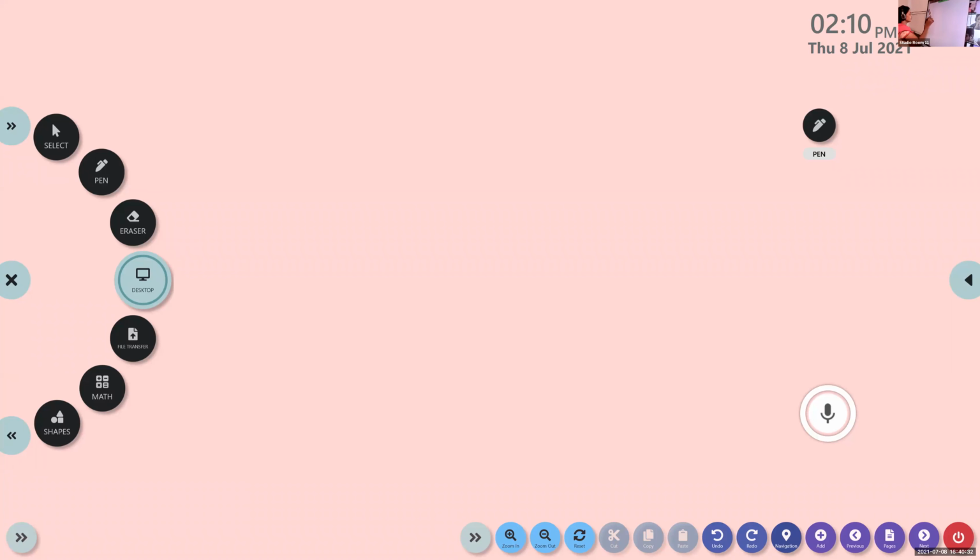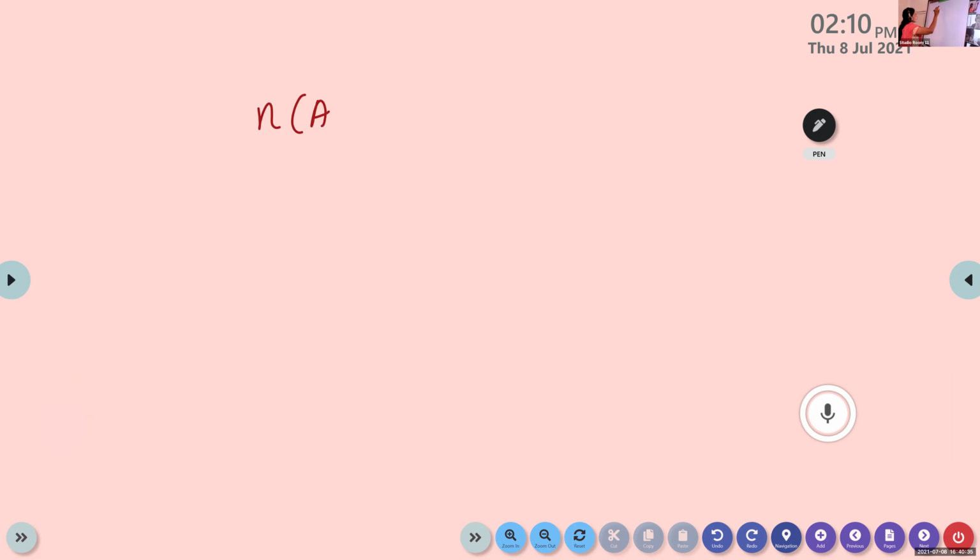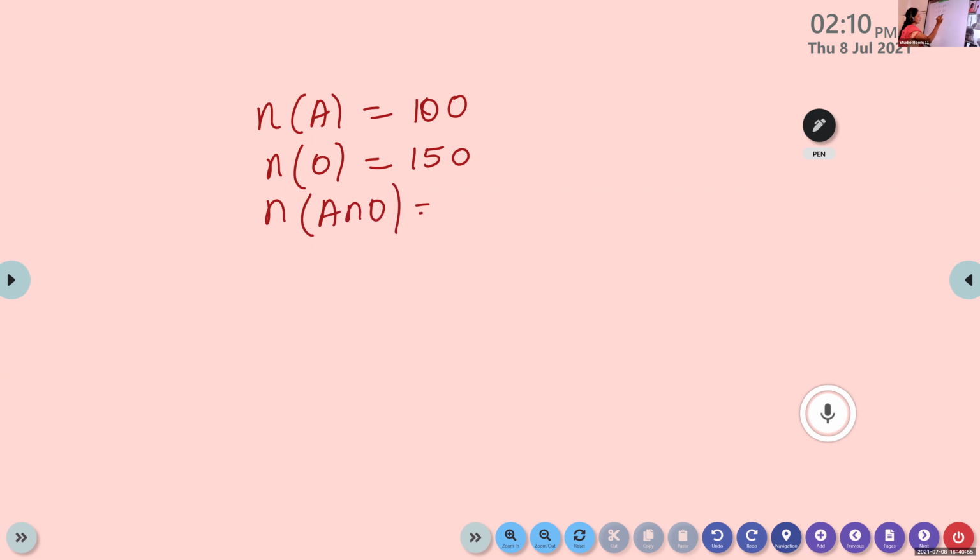N of A equal to 100. A is used for representing apple juice. N of O is 150. N of A intersection O is 75. N of U is 400. Okay, you are taking that as union, isn't it? Then what do you have to find?